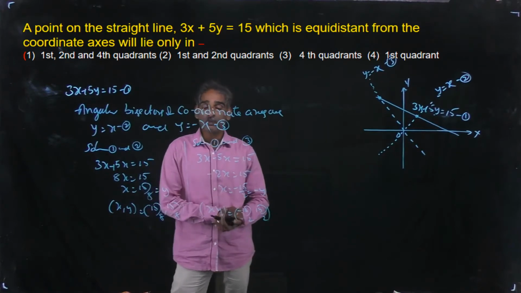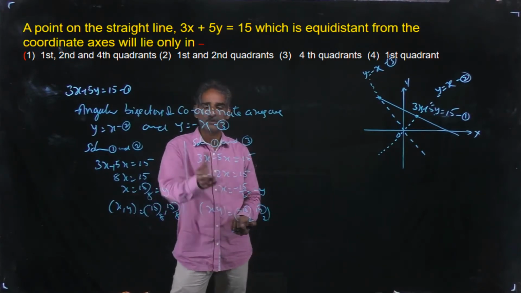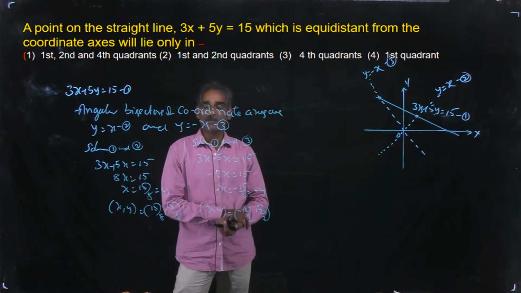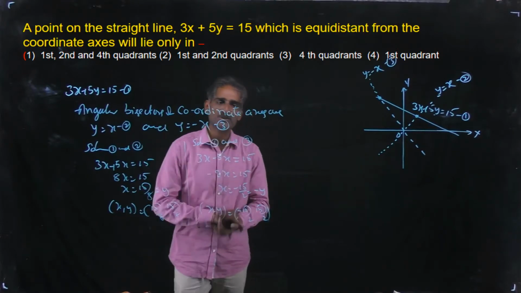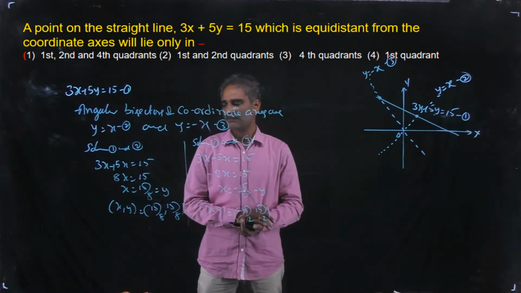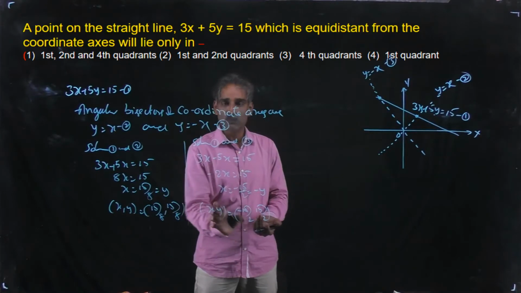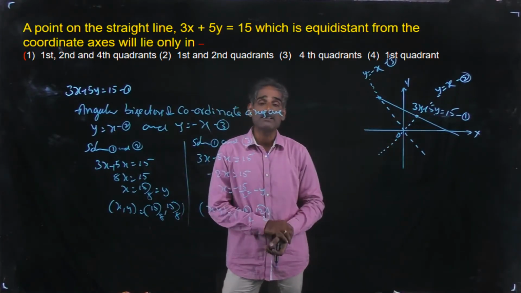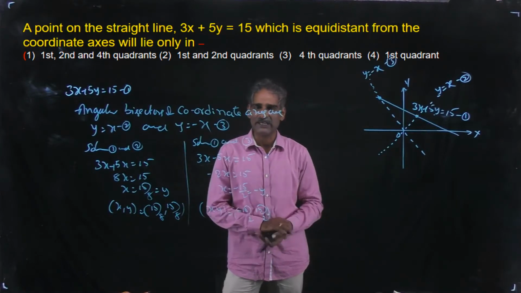y is equal to minus x. x equal to minus 15 by 2. y is equal to 15 by 2. Understand? This is one of the ways. Here these 2 points lie on this line and are equidistant from the coordinate axes.